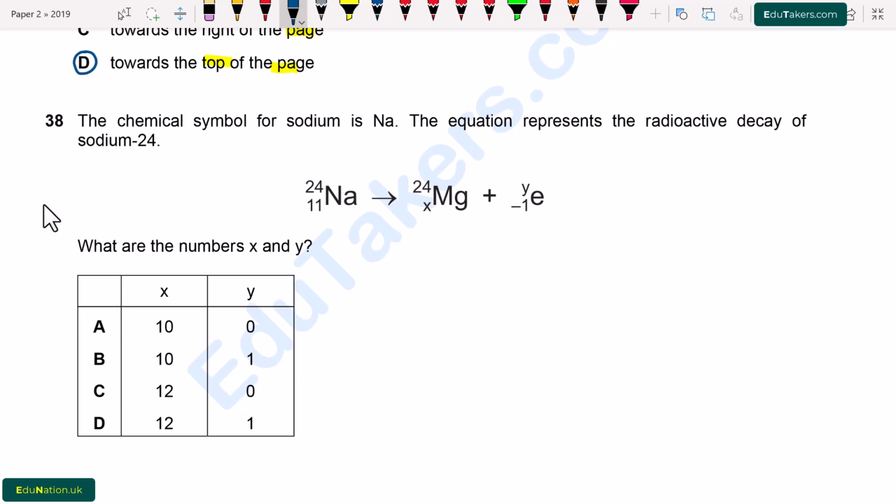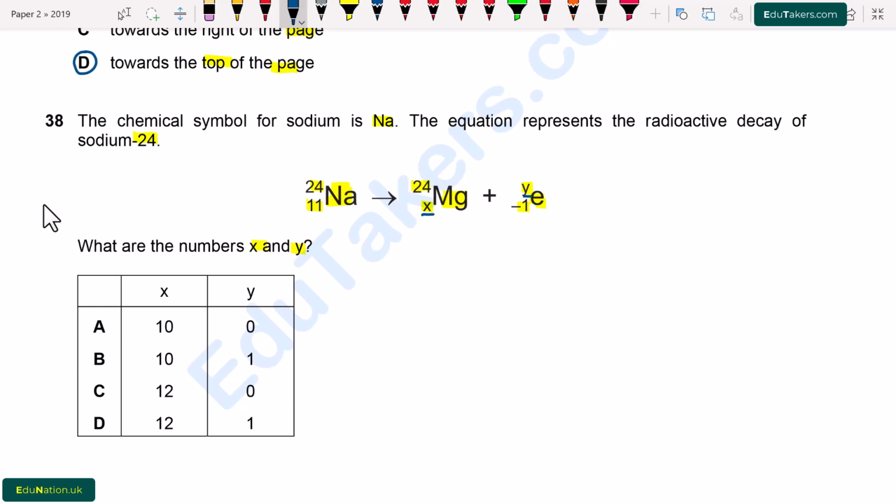Question number 38. The chemical symbol for sodium is Na. The equation represents the radioactive decay of sodium-24. Here is sodium-24 with atomic number 11. It changes into magnesium with atomic number X and mass number 24, plus an electron with atomic number -1 and mass number 0. What are the numbers X and Y? We have to find out the values of X and Y.